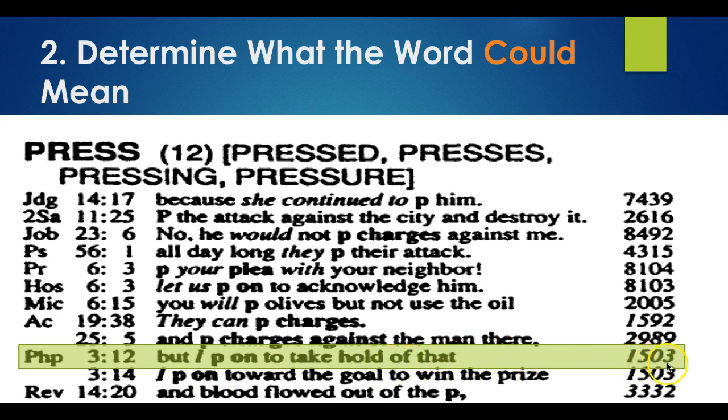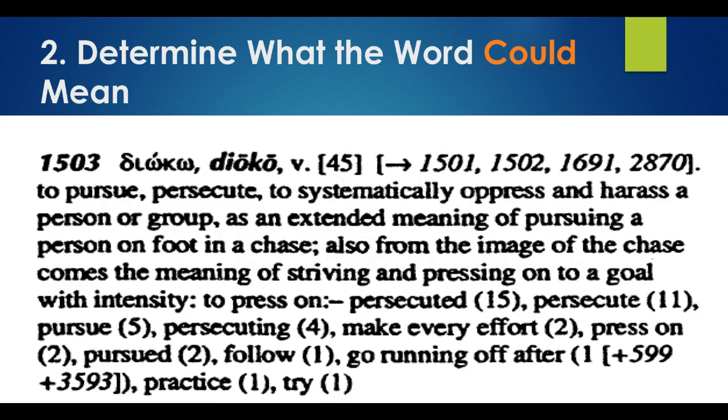And then notice there's a number here, 1503. And notice that all these other numbers are different. We do see 1503 again. That means the word here and in verse 14 are identical. But all these other ones relate to different words that in the Greek or Hebrew mean press in the English. So after we find 1503, we then go to the Greek section of our concordance and we look up that number. So here we have 1503.